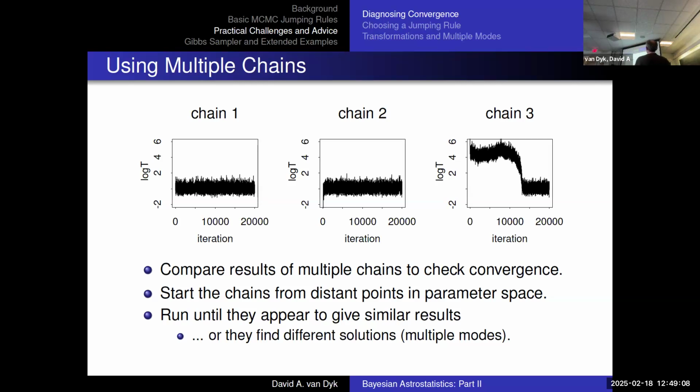So compare results from multiple chains to check convergence. Start the chains from distant points in the parameter space, far away and maybe at semi-unreasonable values. In a scientific question, say the age of stars, you have some idea of the range. Choose an extremely old age and an extremely young age, and then see if they come together in the middle. Run until they appear to give similar results, or they find different modes. They may never give you similar results if you really have multiple modes.